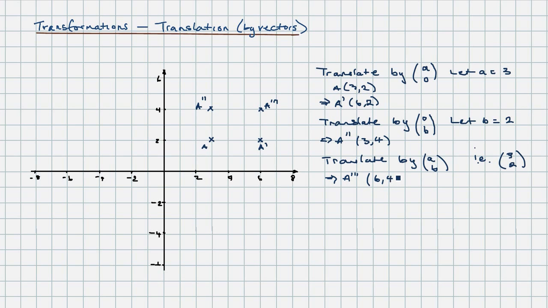Does that make sense? Well, our original point was A, so the object is A. The x-coordinate is 3, we added 3 to it, we got 6. The y-coordinate was 2, we added 2 to it, and we got 4. So even without the diagram, we should be able to do translation simply by taking the vector and adding it to the coordinates. Adding each of the components of the vector to the coordinates will give us our image. Okay? So that's an introduction to translation vectors.